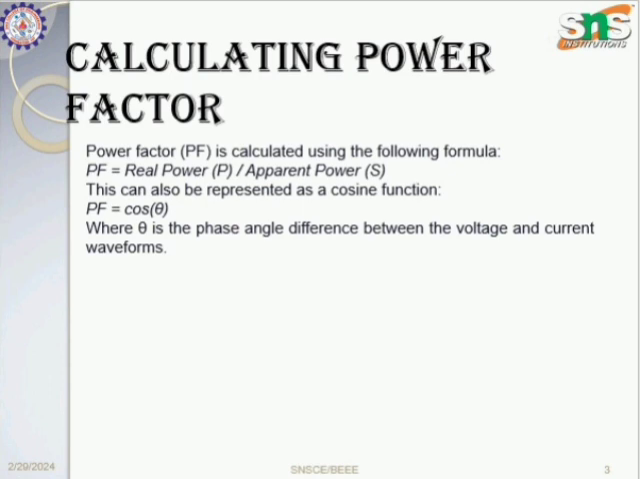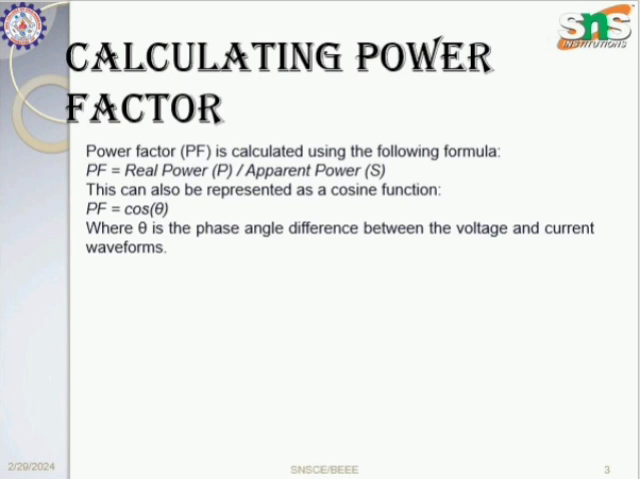So power factor PF is nothing but cos theta, where theta is the angular difference between voltage and current waveforms in any circuit. So I am repeating it. So power factor PF is nothing but the real power or the average power by the apparent power, and mathematically it can be represented as cos theta, where theta is nothing but the angle difference between a voltage and a current waveform.